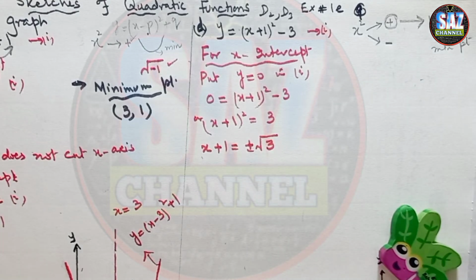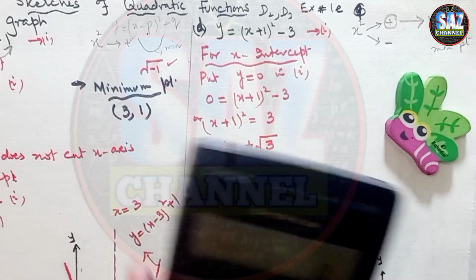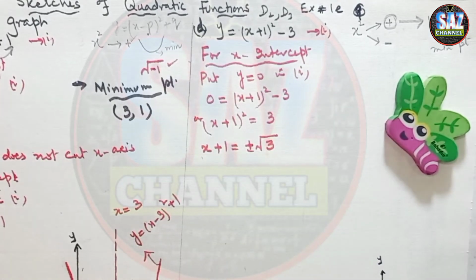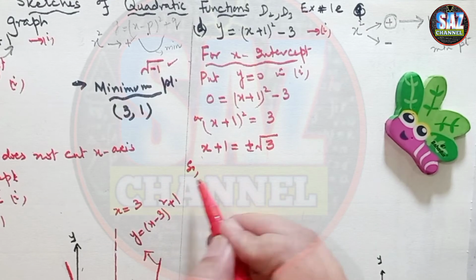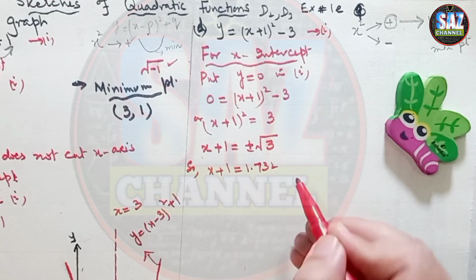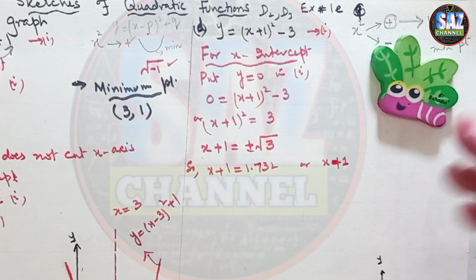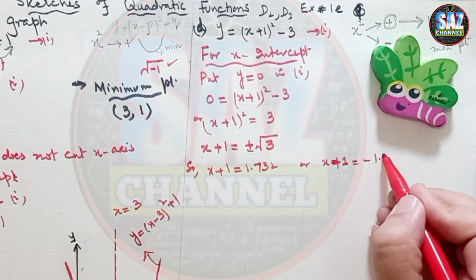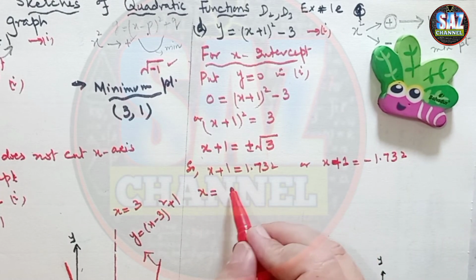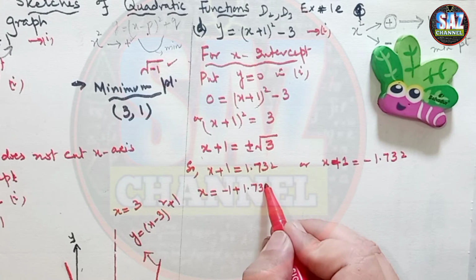And if I'm not wrong, square root 3 is 1.732, but even then let me check it. Square root 3 is 1.732. Yes, 1.732. So x plus 1 will be equal to 1.732, or x plus 1 will be equal to minus 1.732. Now, in order to get value of x, I have to shift this 1 to other side, and my equation will take the form 1.732.